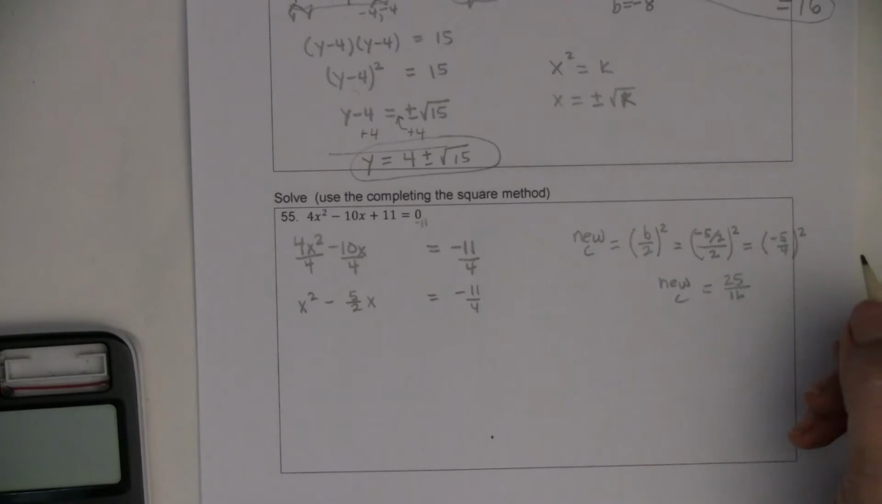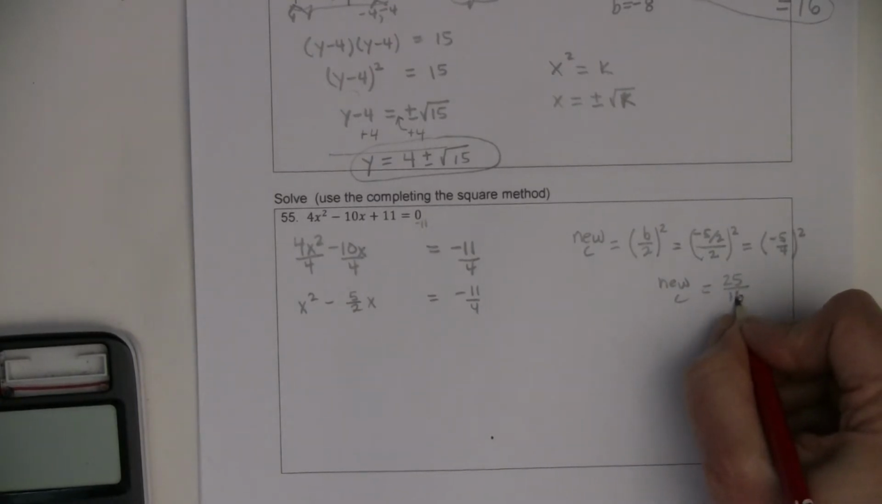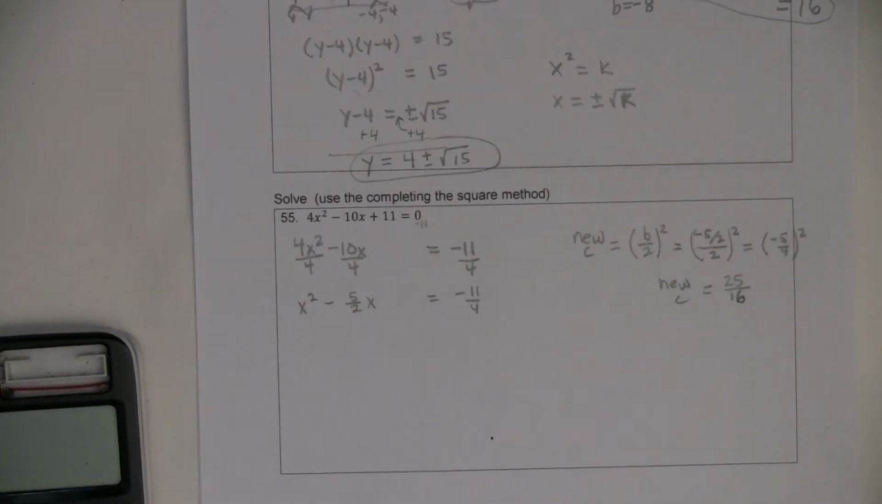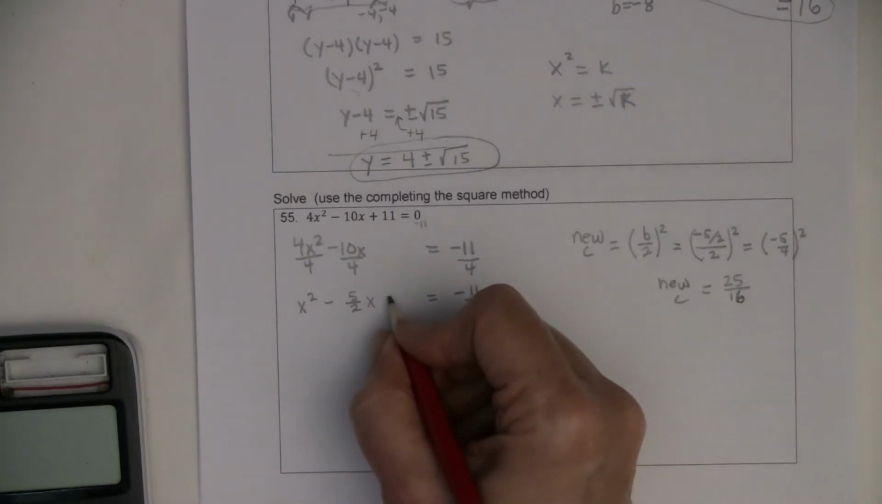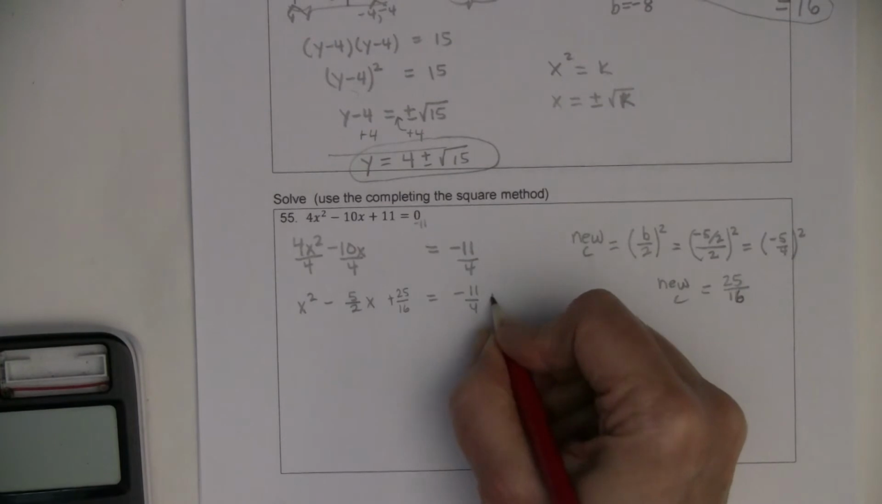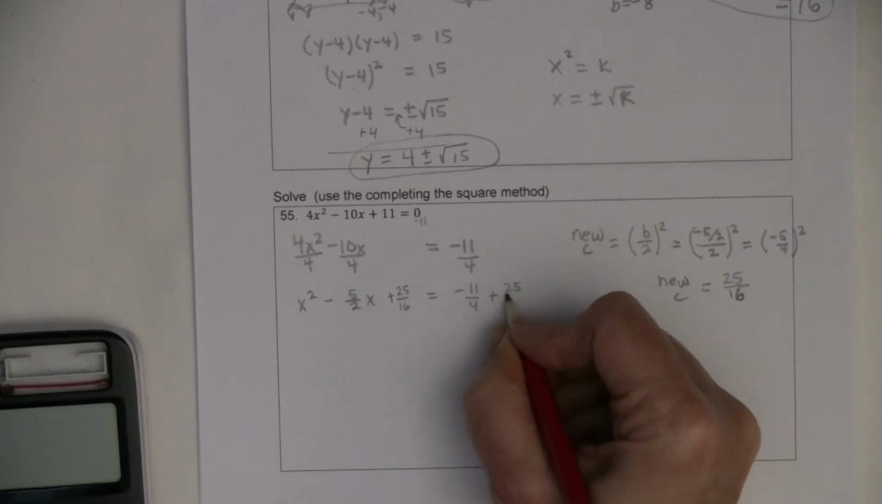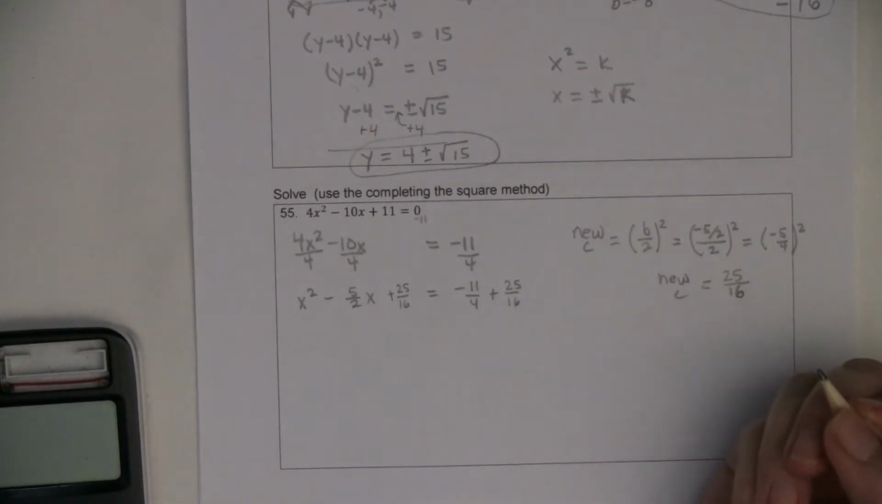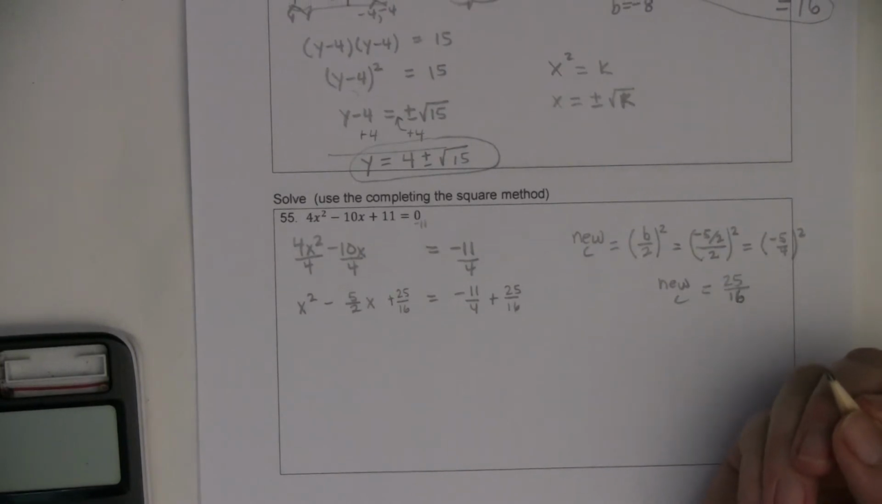So that doesn't look like a 16, but I'm going to make it look more 16-ish. So I'm going to add 25 over 16 right here, and I'm going to add 25 over 16 over here. Got to add the new c to both sides.